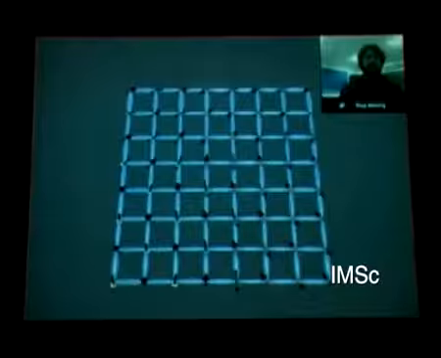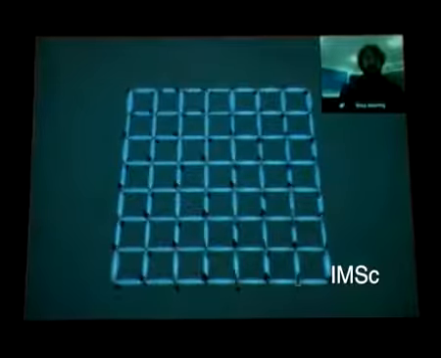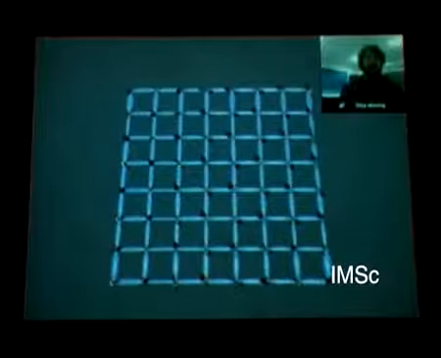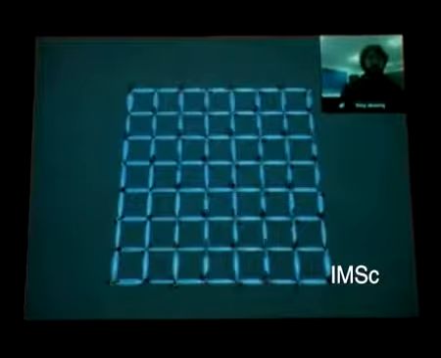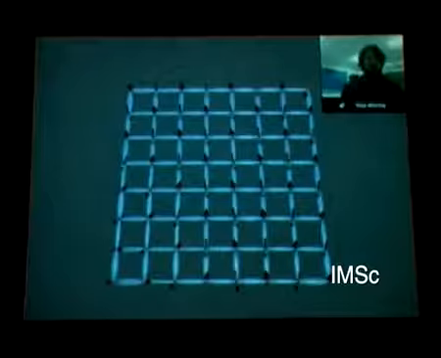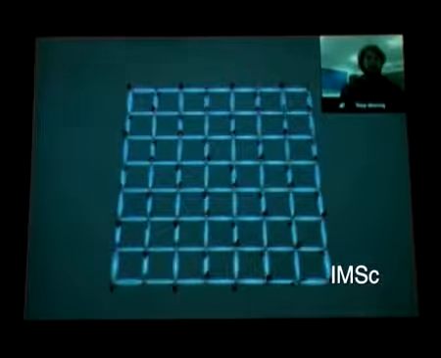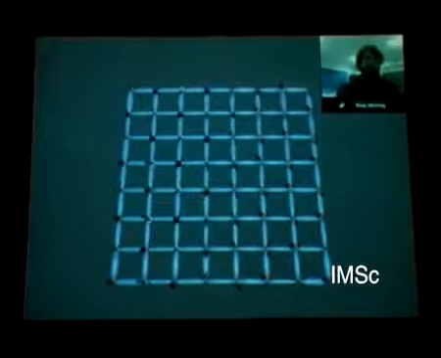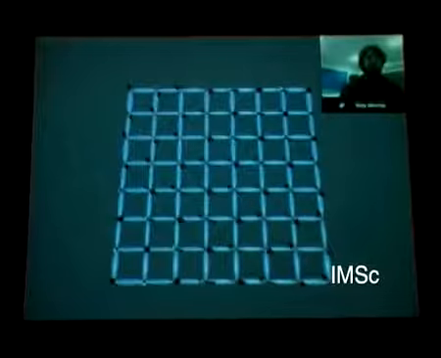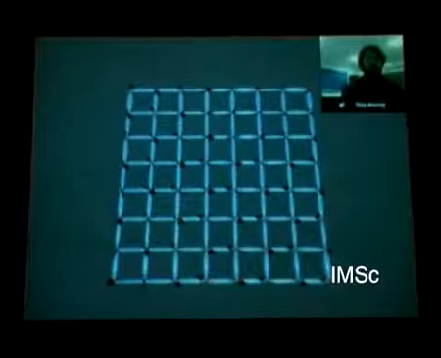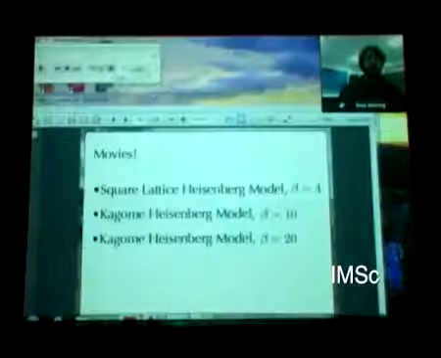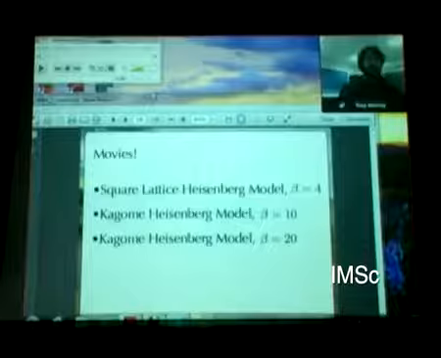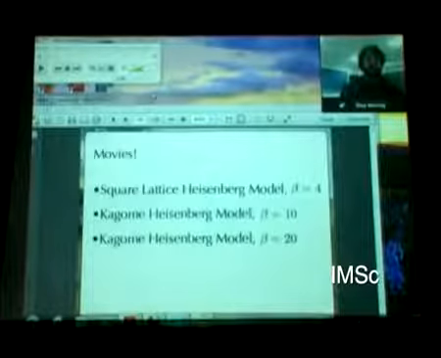So these are sequence methods generated for the square lattice Heisenberg model in 2D, and you see the Néel order is apparent. All the spins are anti-aligned with their neighbors, but there are significant thermal fluctuations. This is J equals 1, and beta here is 10. The blue bars show the expectation value of S dot S, so you can see that this is already quite low. Okay, good.